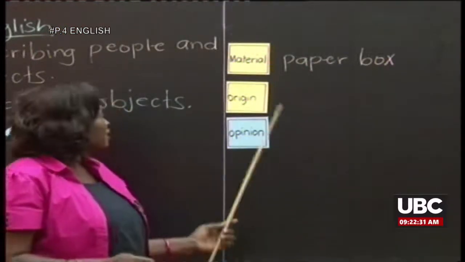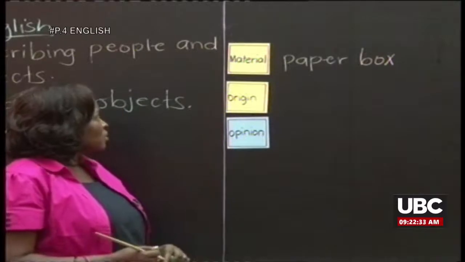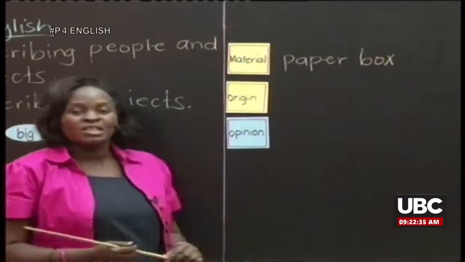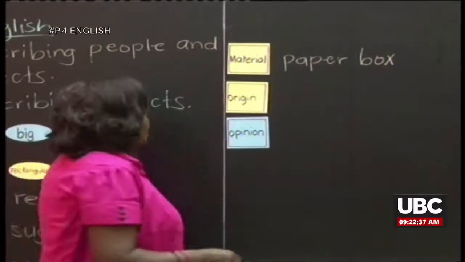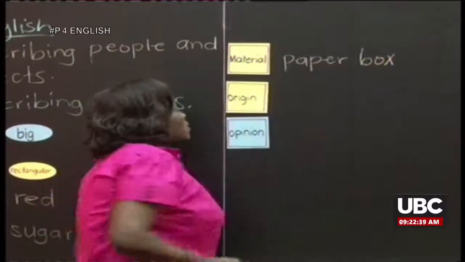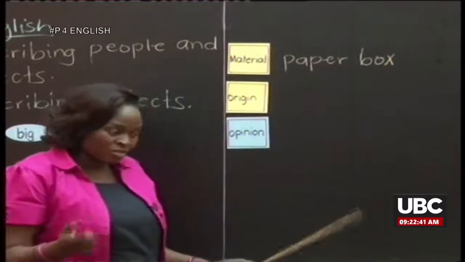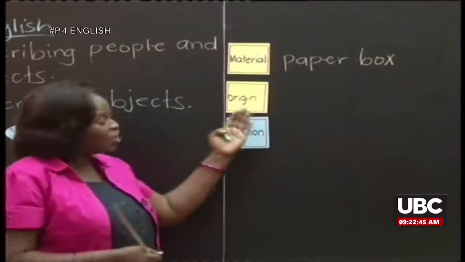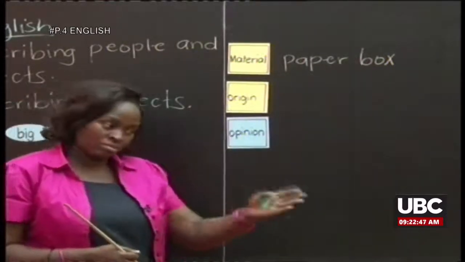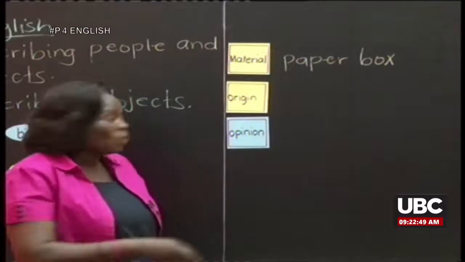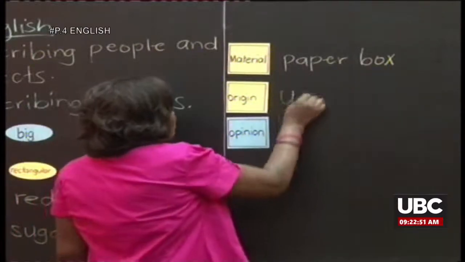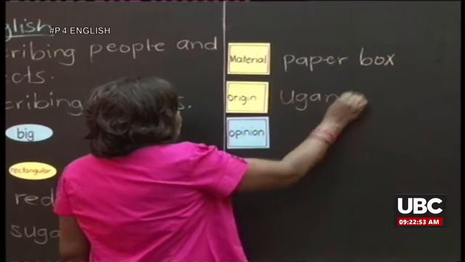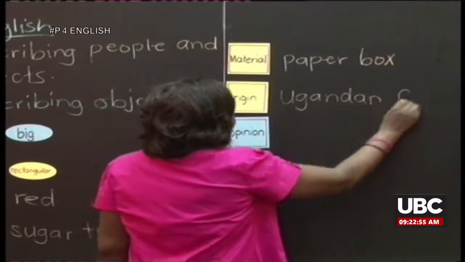We have very many. And also, let's continue and look at the origin. Most of the things we use in our houses, most of them come from China. So you can say Chinese cup, or you can say Ugandan cup, or Kenyan book, and so on. So let's say Ugandan cup.